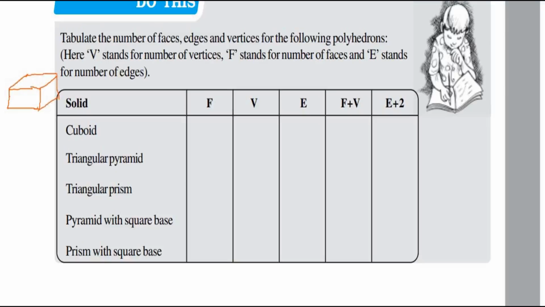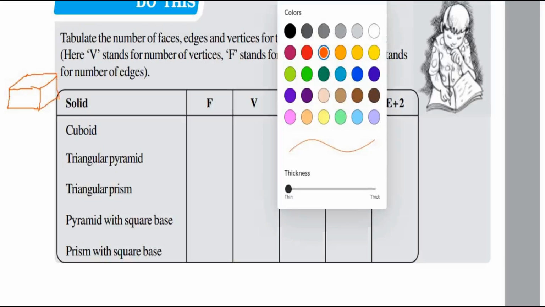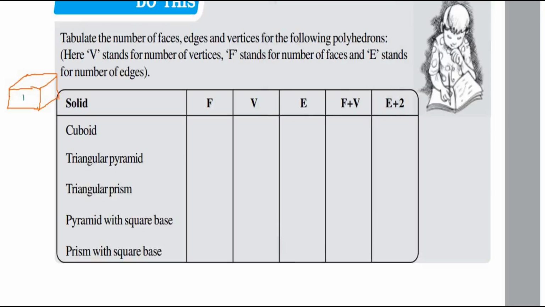How many faces does this cuboid have? Let's take another color. Let's see, faces 1, 2 at the back, 3, 4. Right? See, sides. And then 5 and 6. So it has 6 faces. You see, 4 lateral and 1 top and bottom. 6 faces.